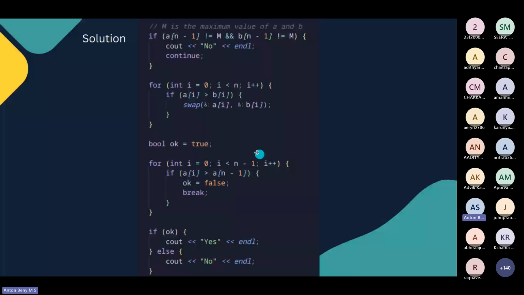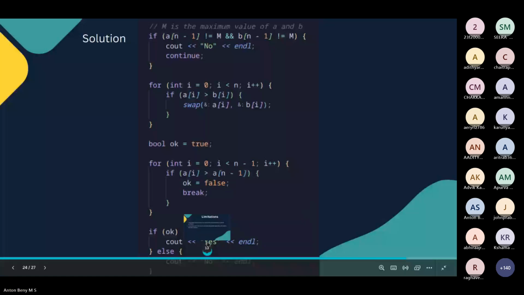So basically, this is where we are checking that even array A satisfies the condition. We know that array B satisfies. This is where we'll check whether array A satisfies the condition. And if it does, we'll print yes, or else we'll print no. So I hope that's clear.